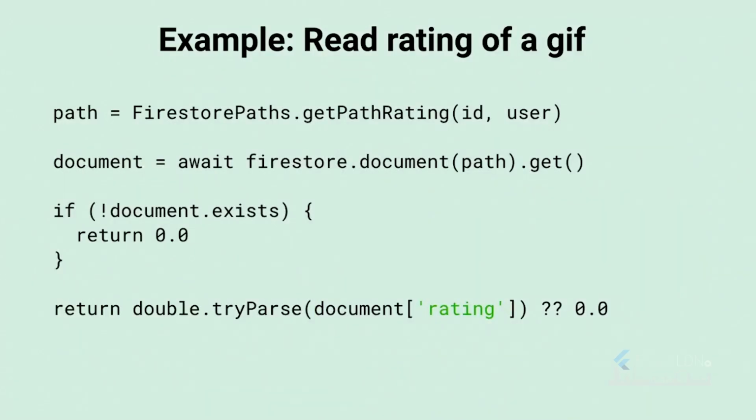The way I will do that is first I get the path, and I have a utility method for getting the full path that I need for my rating. Then I get the document from Firestore. If the document does not exist, then I return 0. And then I try to parse the document here. And I will explain later why I'm doing this. But I try to parse the document, and if I fail to parse it, then I also give a 0.